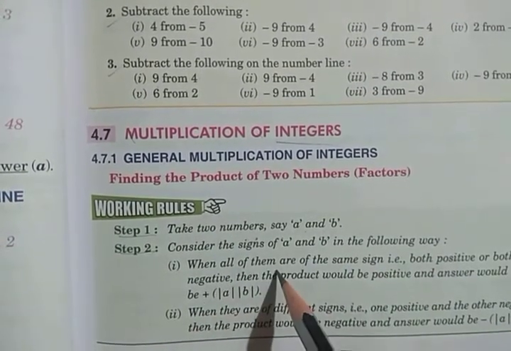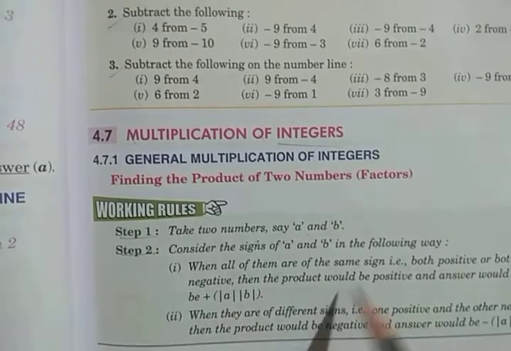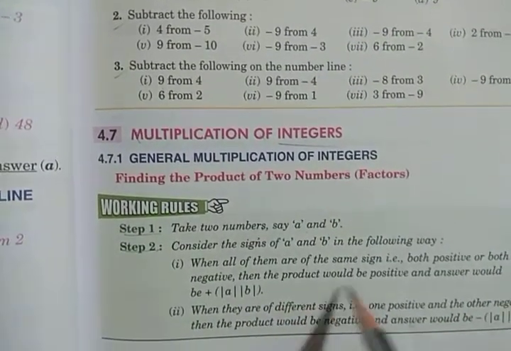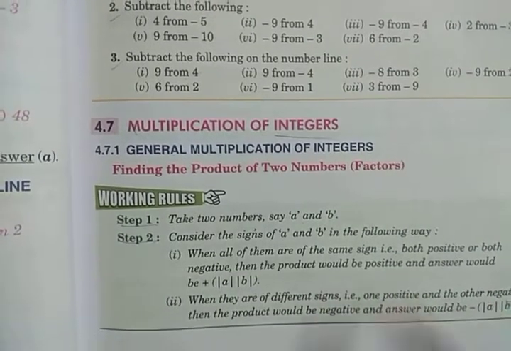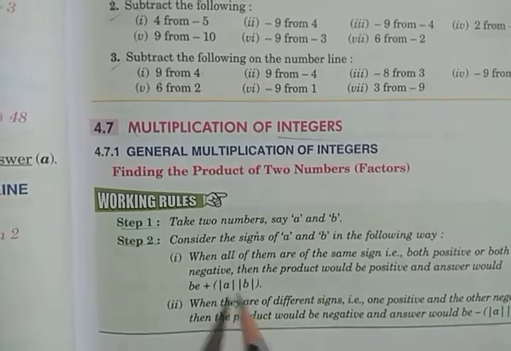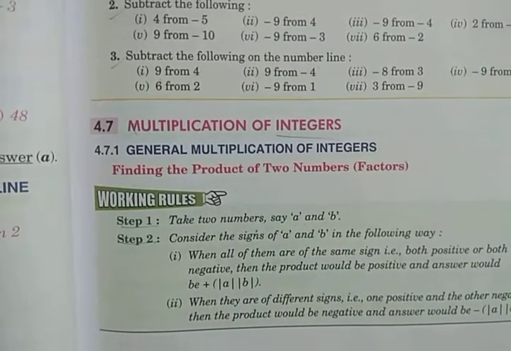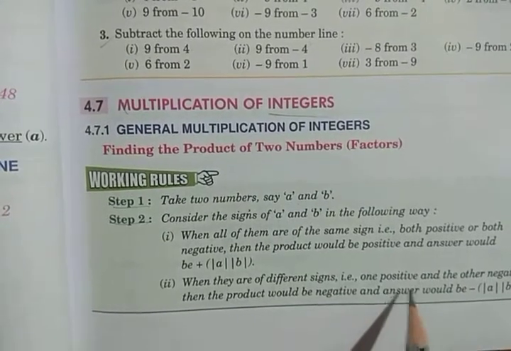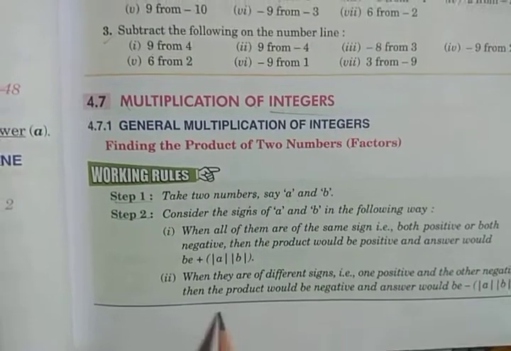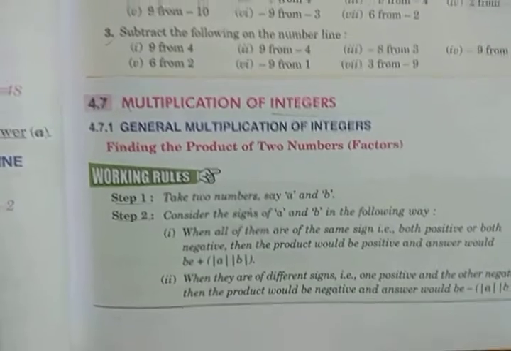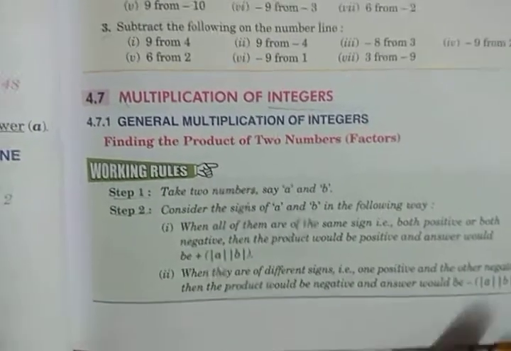When they are of the same sign, that is both positive or both negative, then the product would be positive and the answer would be positive a into b. But when they are of different signs, that is one positive and the other negative, then the product would be negative and the answer would be minus a into b. Okay.